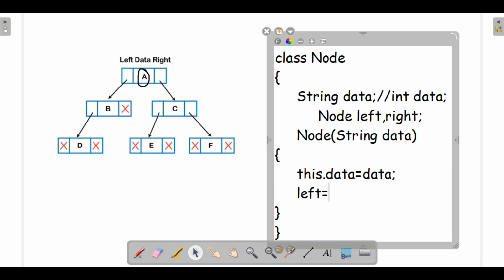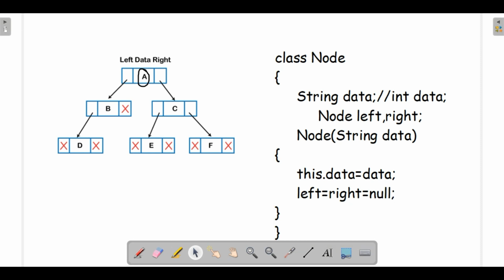and left is equal to right is equal to null, because the first time when we create our tree, we have only the root node in it. Afterwards we add data to it. So at first you add A to your node, but you are not adding other nodes to it at the very beginning. At the very beginning you are defining a root only. That's why left and right are both null.